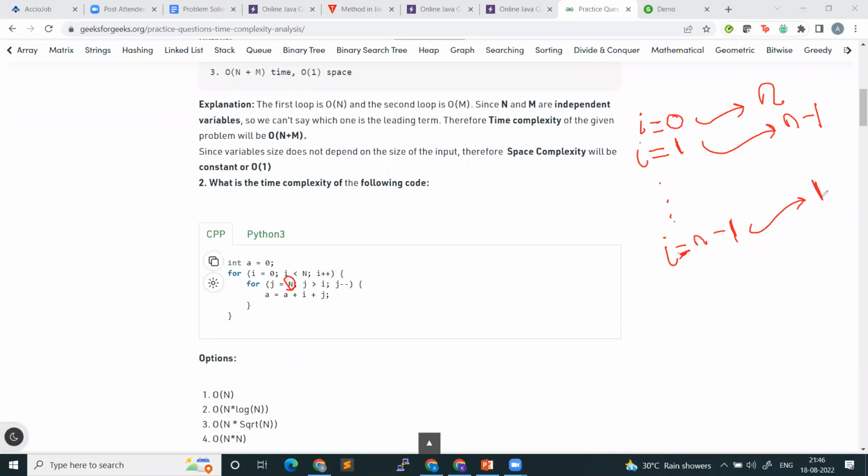1 time only. Only 1 time. So if you add all these things, what is it? It is the sum of the first n natural numbers. So it is n into n plus 1 by 2. This is nothing but n square. So option number 4 is correct.